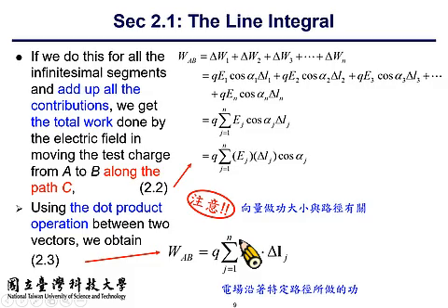Alright, so WAB is the total amount of work done on this charge Q by moving it from point A to point B with the presence of background electrical field E.